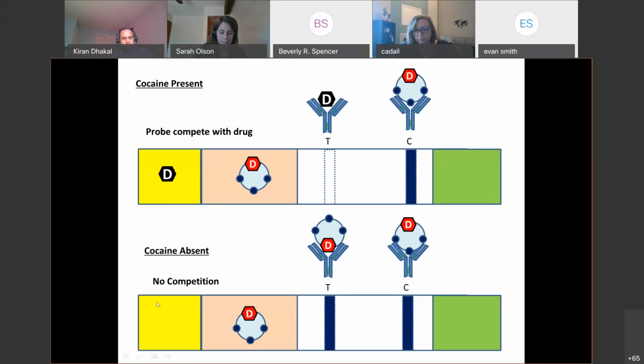When cocaine is absent, there will be no drug competing with this hapten molecule. So all the antibody reagent present in the test pad will react with the drug side of the probe and then give a signal. And when it further passes to the control line, it will react with the hapten molecule and produce the signal. So in summary, when drug is absent, you'll see two lines. But when drug is present, you'll see just the one control line.